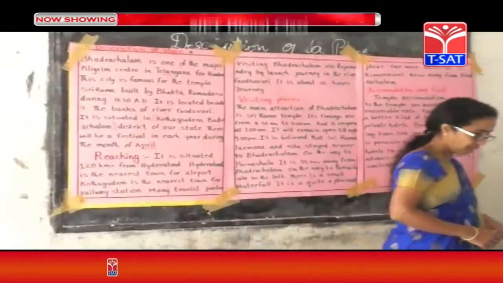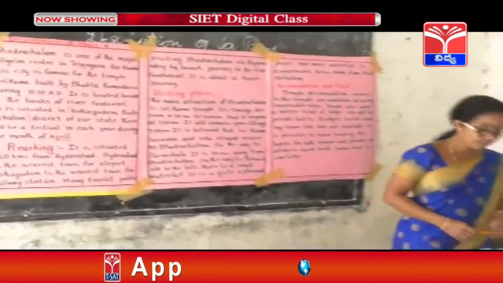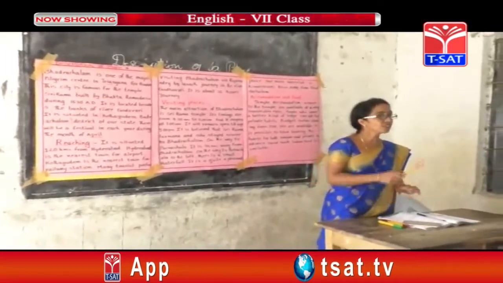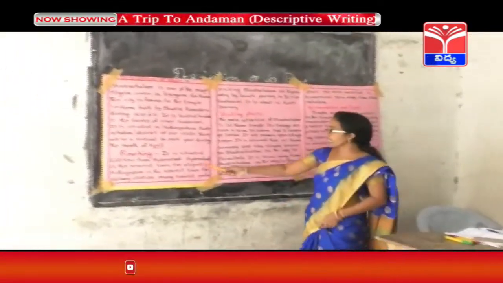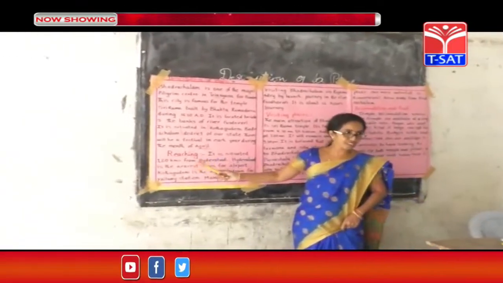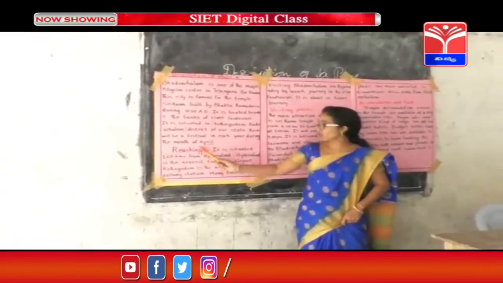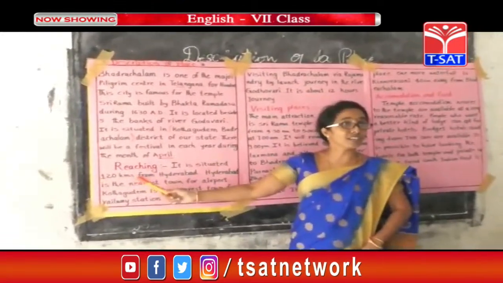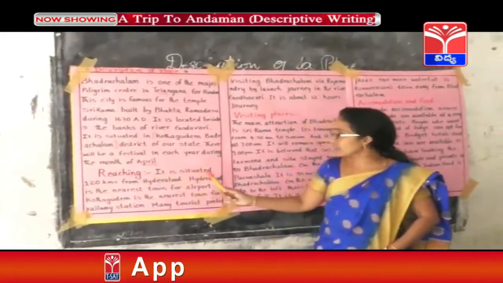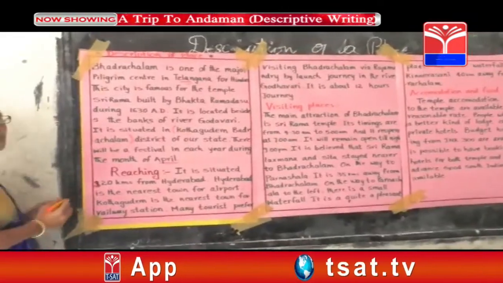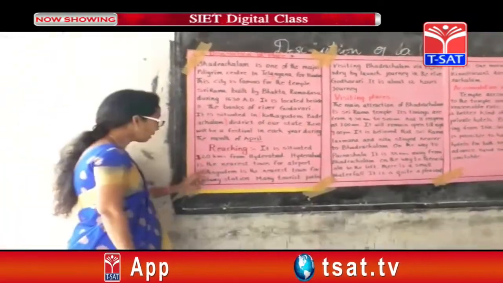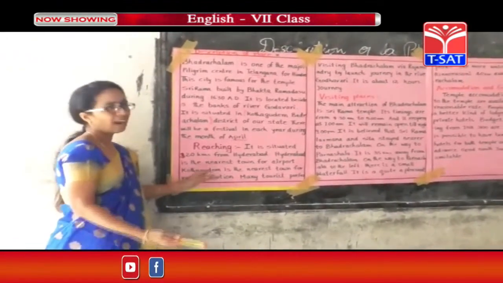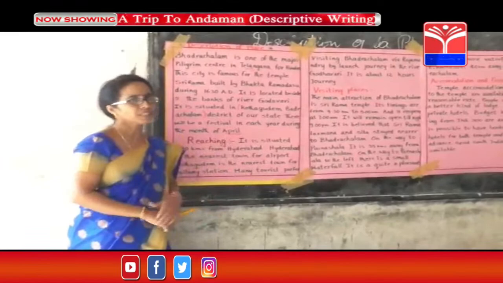What's the next point that we have to cover? How can we reach there? Right, so it is reaching. Just see, that point has to be covered. There is no need to write the word reaching, I have written it here for your notice. Just say it is situated 320 kilometers from Hyderabad and the nearest railway station is Kothagudem. And the bus station is at the place itself.